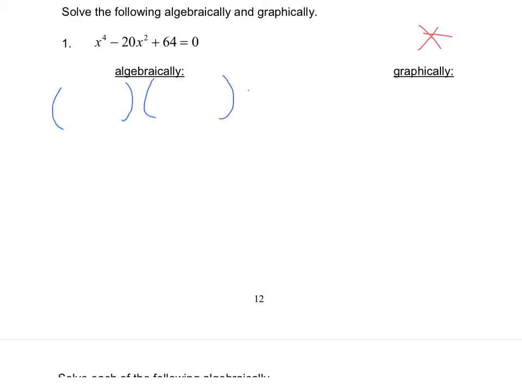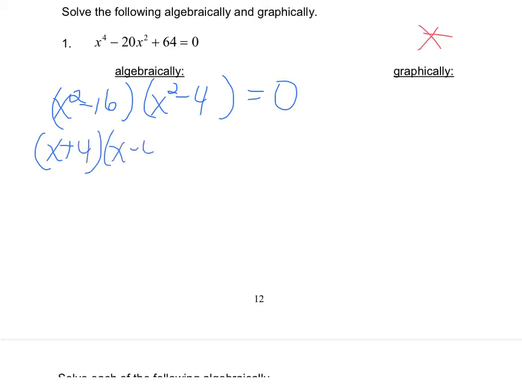Let's see, what will give me x to the 4th? x squared times x squared, which is good because that's what I need in the middle. Factors of a positive 64 that'll give me a negative 20: negative 16 and a negative 4. All right, let's take a look at those binomials again. Oh! x squared minus 16 is a difference of squares. I can factor it to be x plus 4 times x minus 4. And x squared minus 4 is also a difference of squares, so I can factor it to be x plus 2 times x minus 2.